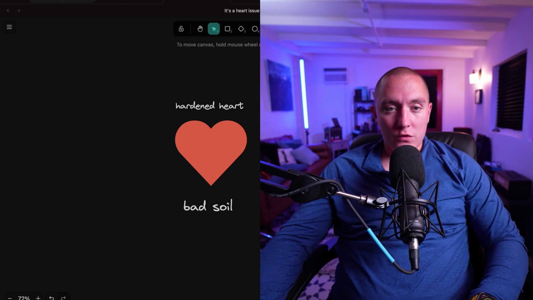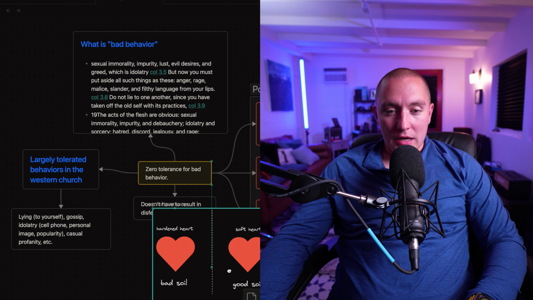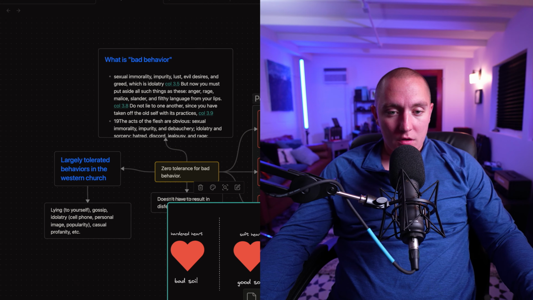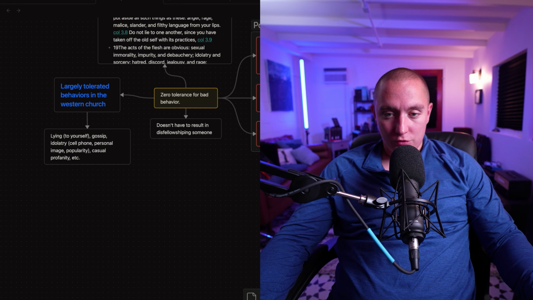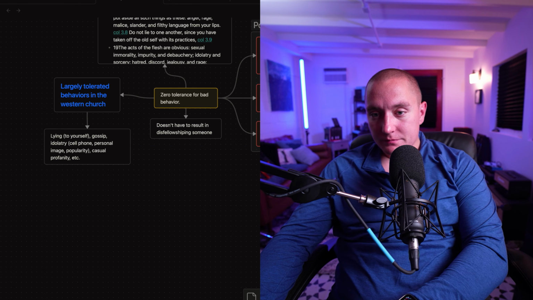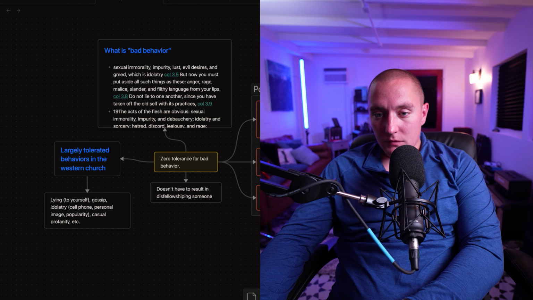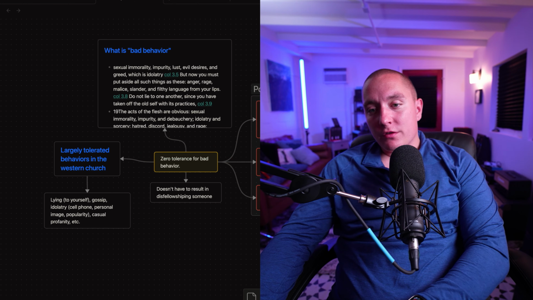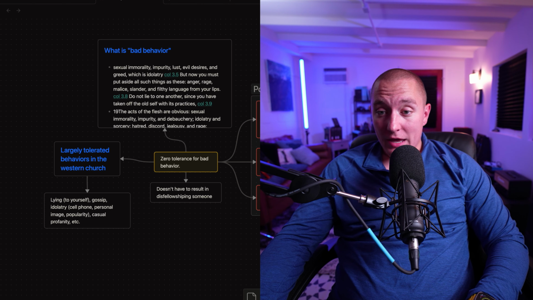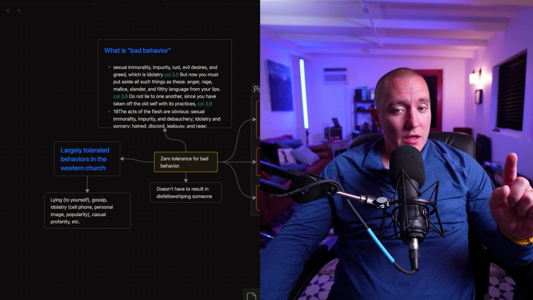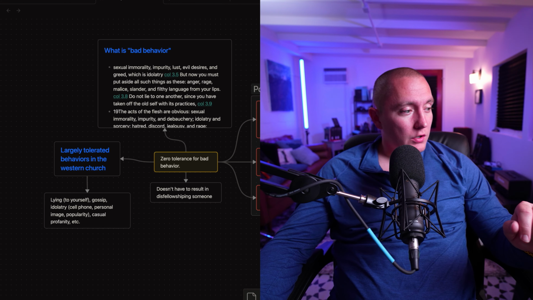Okay, bad soil, good soil. So we have our diagram here, and I want to link this in somehow. I guess what I'm getting at with this whole thing is I think the response, I'm going to link it specifically to this issue right here. The response of someone who has good soil and a soft heart is going to be different than the response of someone who has bad soil and a hardened heart.